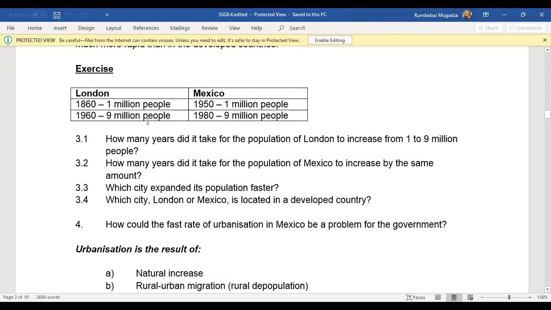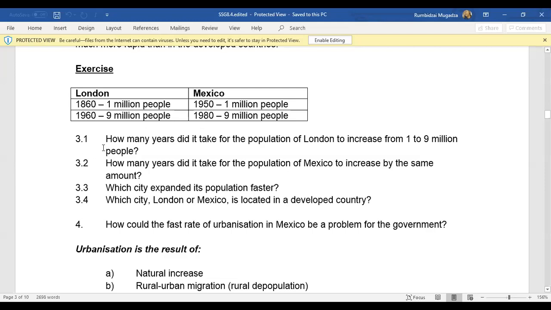Can you see it? For London, 1860, there were 1 million people. By 1960, there were 9 million people. That is for London. And then for Mexico, 1950, there were 1 million people, and by 1980, 9 million people. So by using that information, let's answer the questions together.